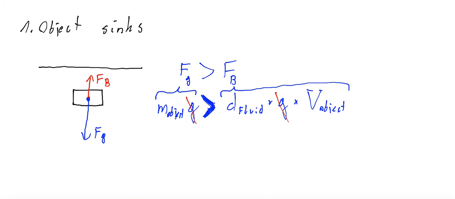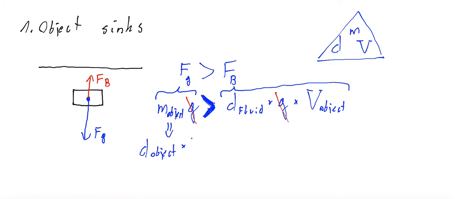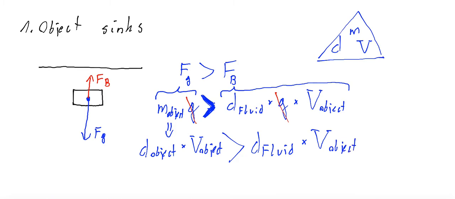And what is the mass of the object? I hope that you remember the equation linking density, mass, and volume. The formula triangle for the link is given here. So mass of the object is density of the object times volume of the object. So instead of mass of the object, I'm going to write density of the object times volume of the object. And this must be bigger than density of fluid times volume of the object. What does it mean?